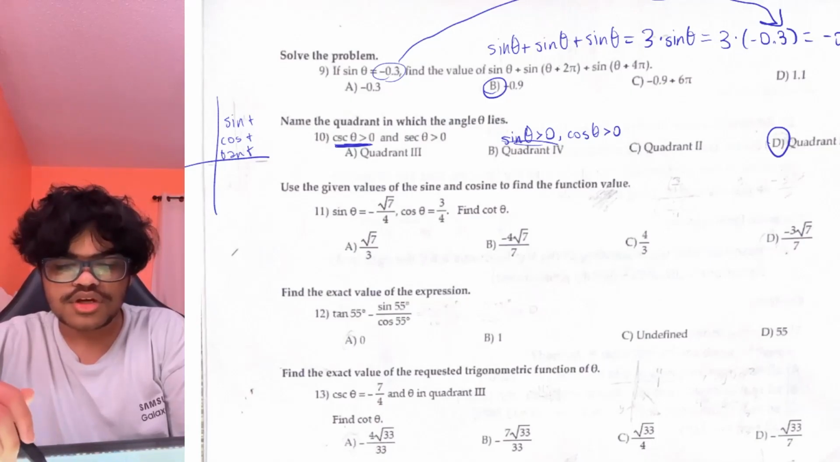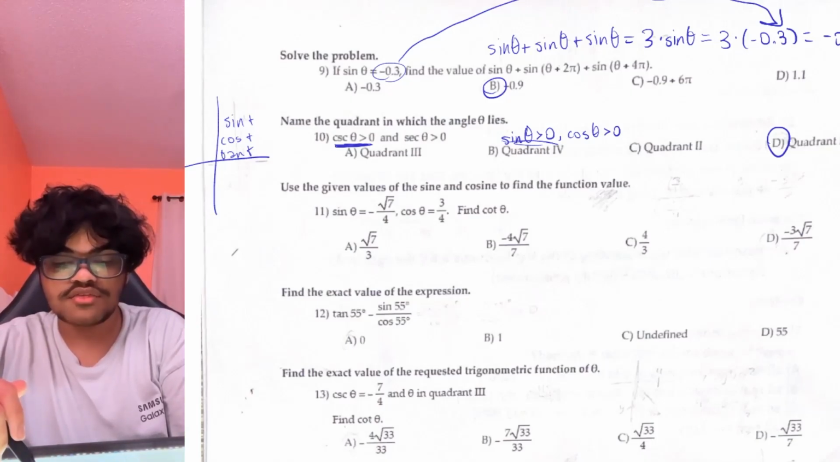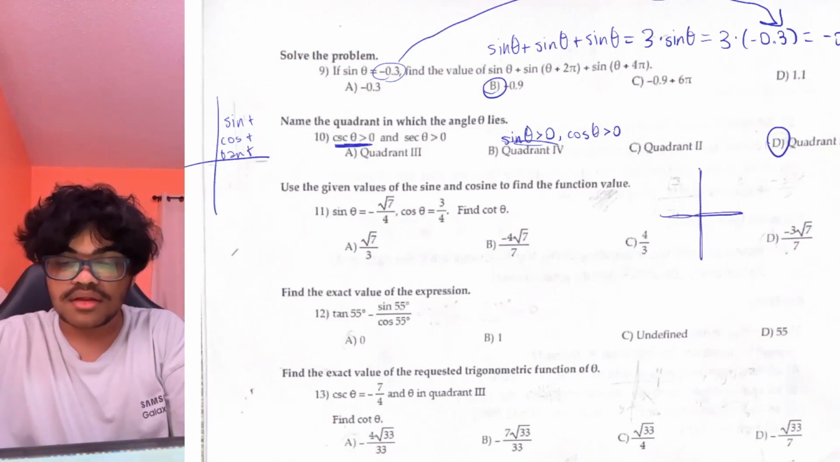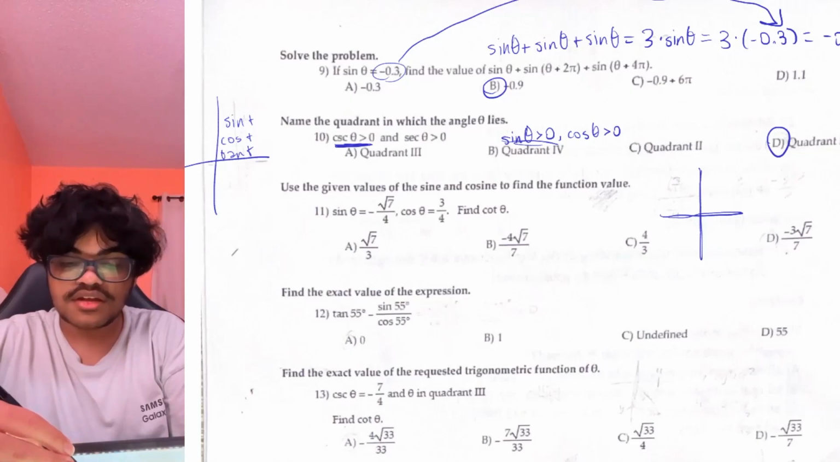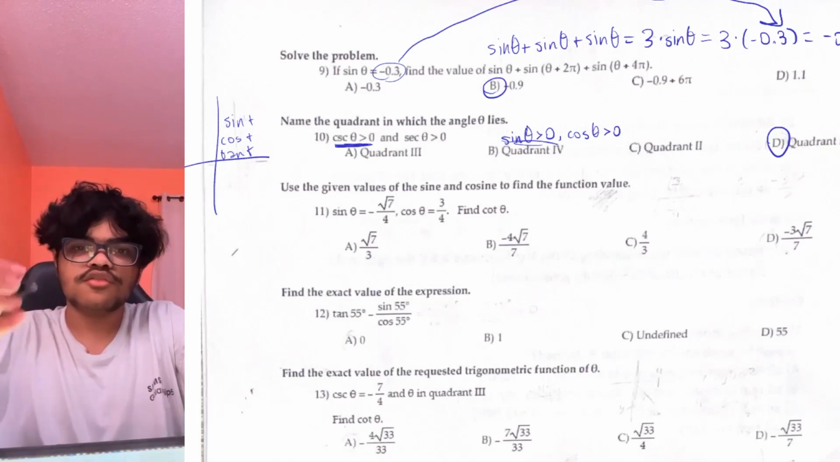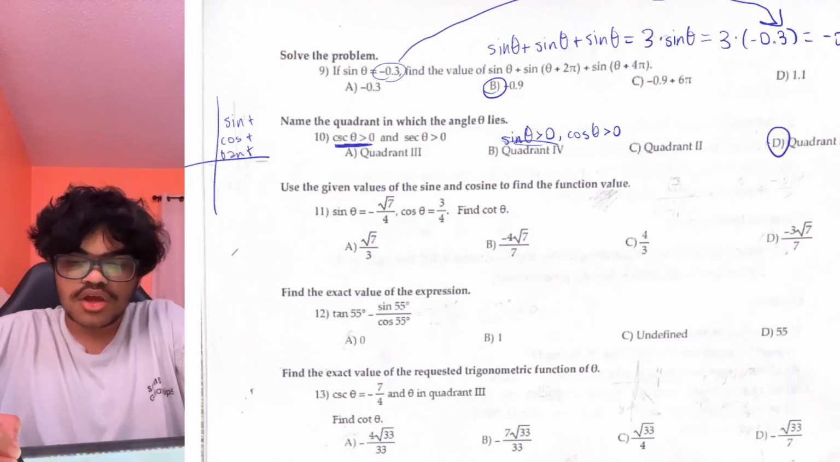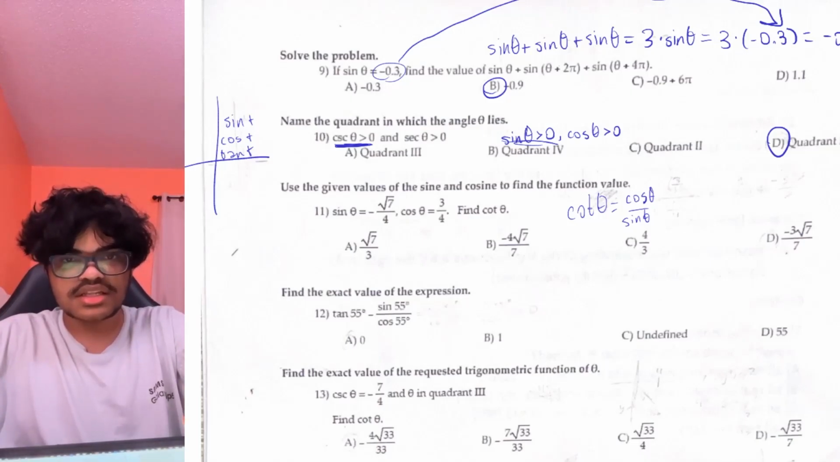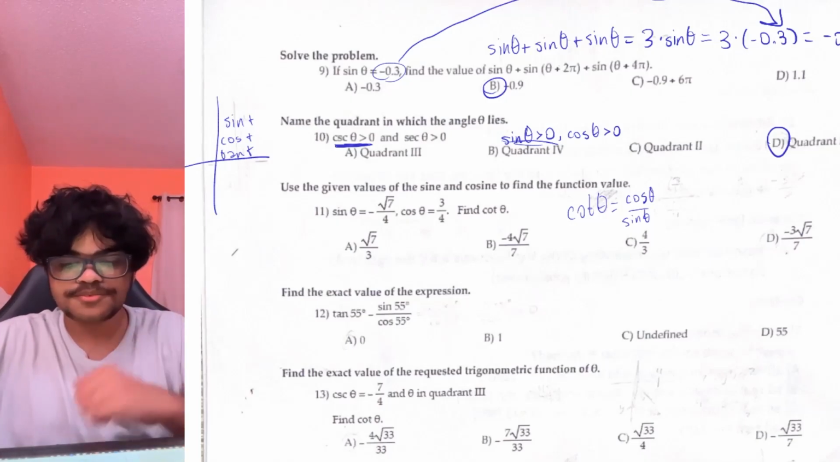Now, our next question asks us to use the given values of sine and cosine to find the function value. We have sine of theta is equal to negative square root of 7 over 4, and cosine of theta is 3 over 4. Now remember, in our first question we rewrote cotangent of theta as cosine of theta over sine of theta. We have cosine and sine of theta, so we can just plug them in, and cotangent of theta will be equal to that.